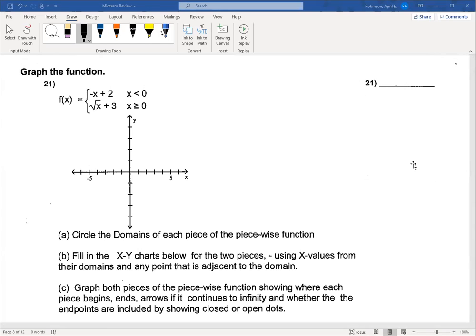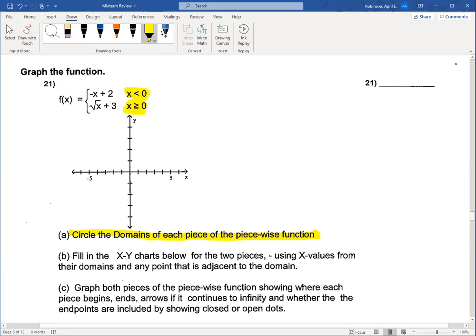Circle the domains? Well, I'm going to highlight them instead. Circling the domains of each of the piecewise functions. This is this one's domain and this is that one's domain. Those are their domains. And then it says fill in the XY charts below.